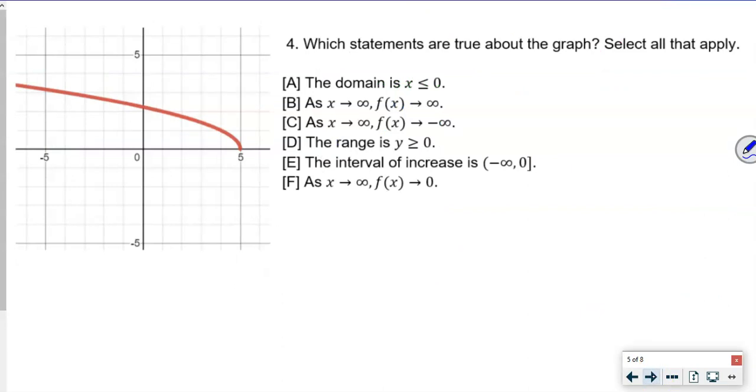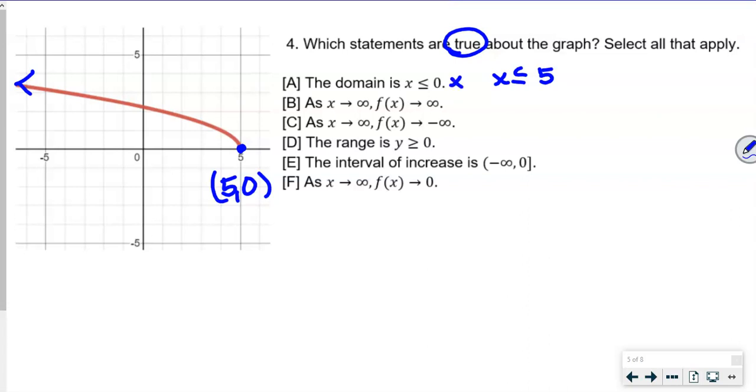All right, so this says which statements are true about the graph. Select all that apply. So we're looking for true statements, okay? So I'm going to actually put a dot at this point. So this is 5, 0. So the domain, which would be our x values, right? The domain is x is, okay, where's it pointed? To the left, right? But according to what value? Our 5. So that's definitely not true.